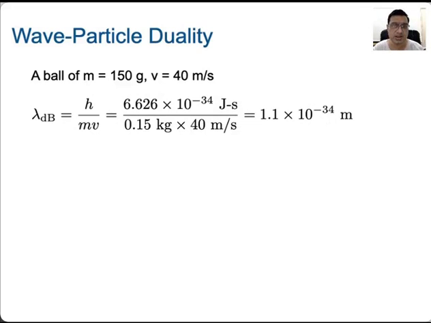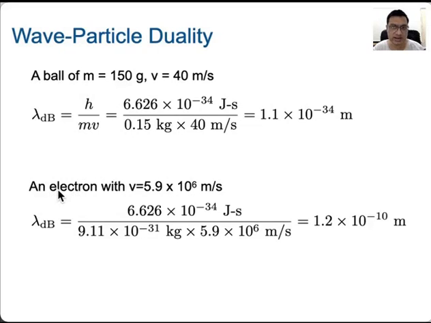a very tiny number. Now if you go to the microscopic world instead of the macroscopic world, let's say we have an electron which is moving with speed 5.9 into 10 to the power 6 meter per second. Now I substitute the mass of the electron, which is 9.11 into 10 to the power minus 31 kg, and here is the speed given in meter per second. Once I substitute everything properly and calculate it, I will get a Debye wavelength of the order of 10 to the power minus 10, which is a much larger value compared to this value.